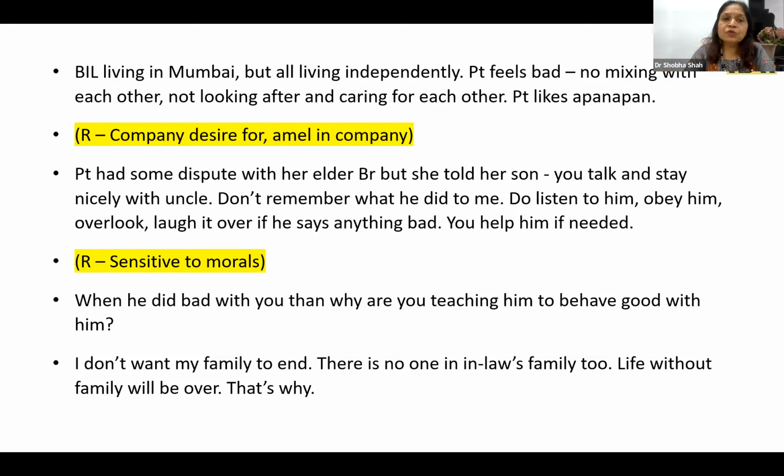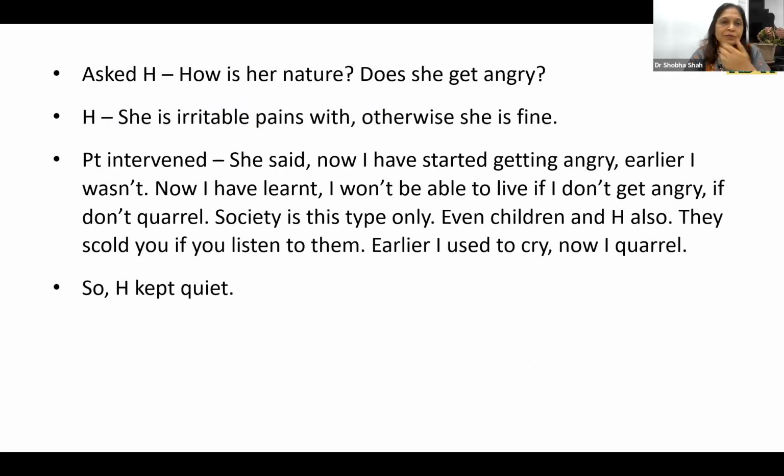The patient had some dispute with her elder brother, but still she tells her son that you don't spoil your relation with the uncle, you listen to him and obey him, and if anything happens, you help him. So I was surprised. I asked her why. When your brother did not behave well with you, why are you teaching your son to behave well with him? She said, no, doctor, I don't want my family to end. How will life be without family? So it is better that my children also stay in connection with the family.